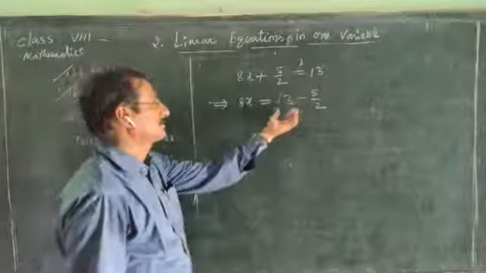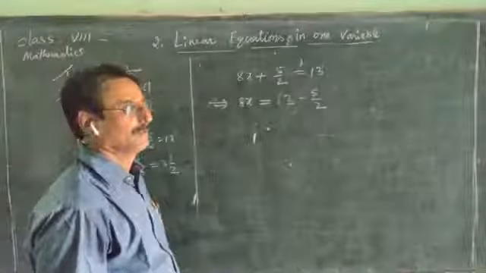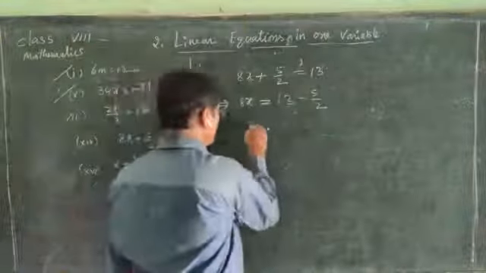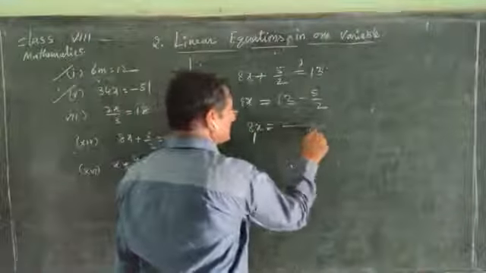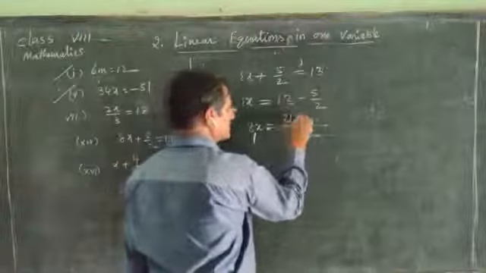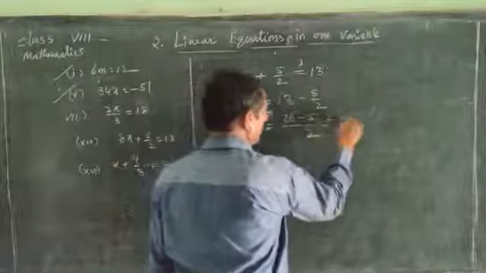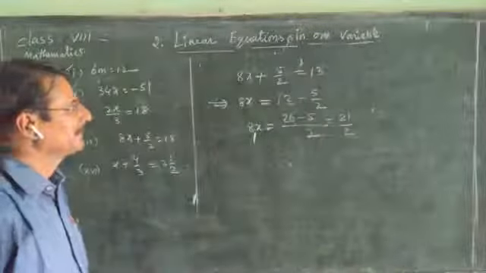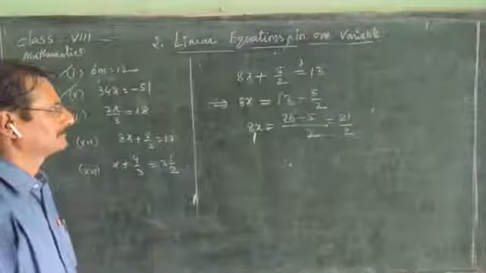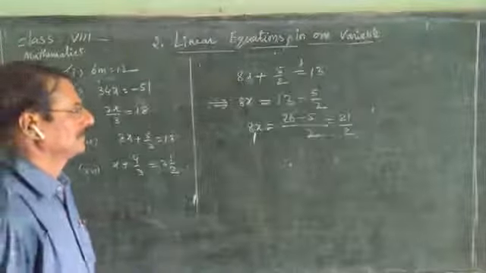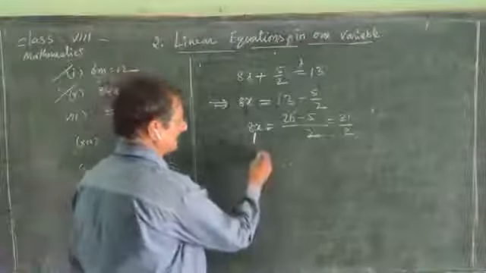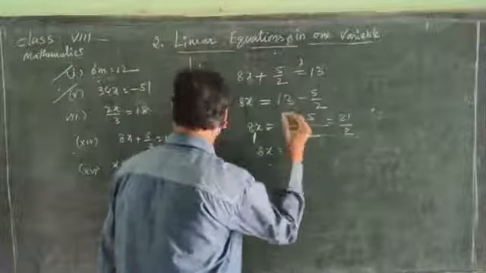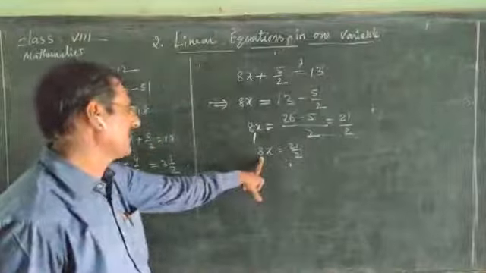Now it is a subtraction of a whole number and a fraction. 8x equal to, LCM is 2, 2 13s are 26, minus 5 equals 21 by 2. 21 by 2. Next, finally we got how much? 8x equal to 21 by 2. Yes, 8x on the left side.